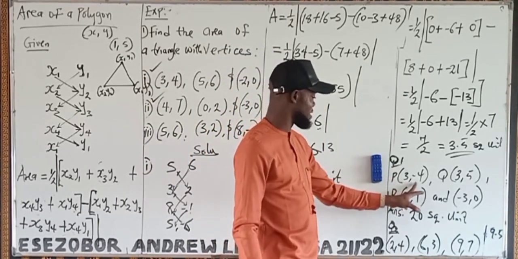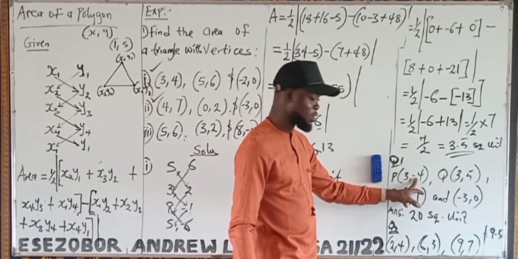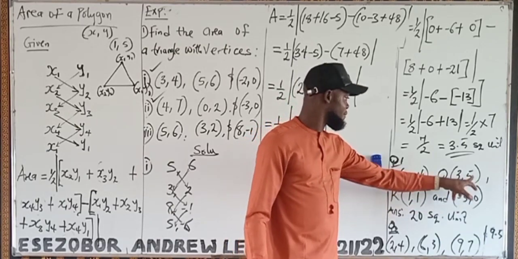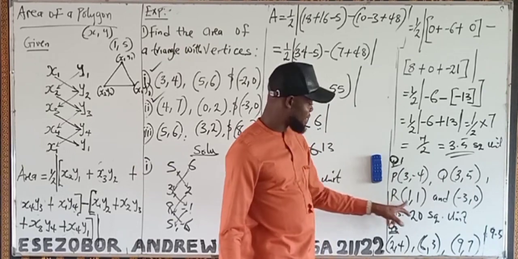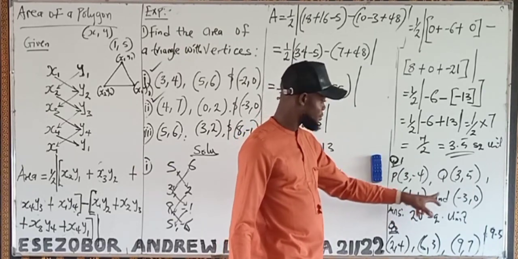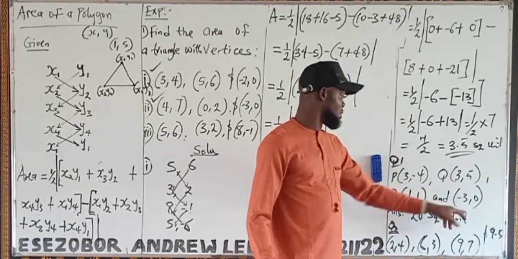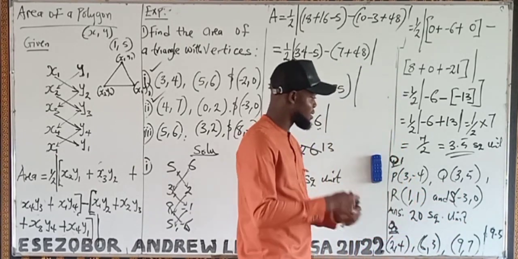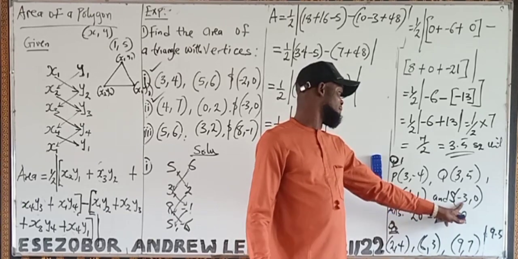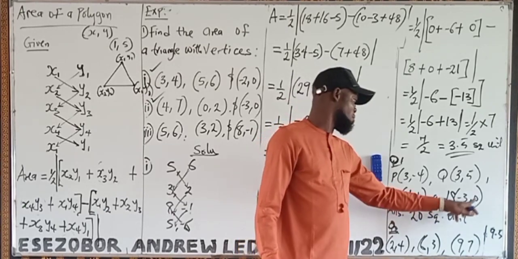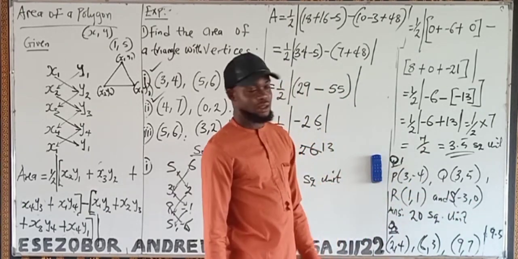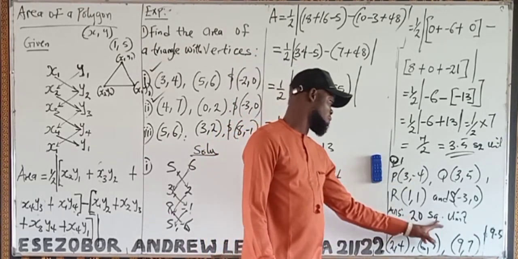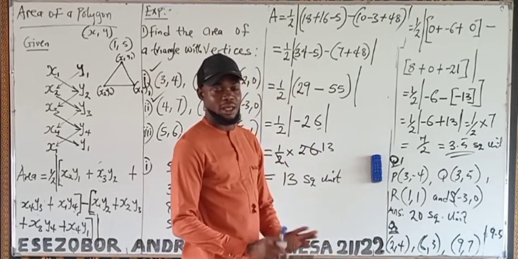P, the vertices of P are 3, minus 4. Q, the vertices of Q are 3, 5. R, the vertices of R are 1, 1. And the last one, let's call it S, and the vertices are minus 3, 0. So go and find the area of this one. You should have 20 square units if there are no mistakes anywhere.